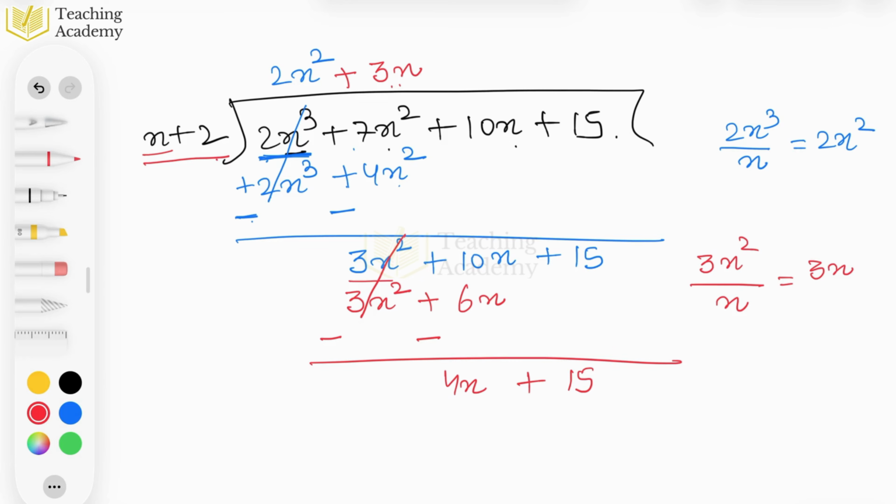Alright. Now again we'll take the first terms. This is the first one, this is the first one. So this 4x is divided by x.